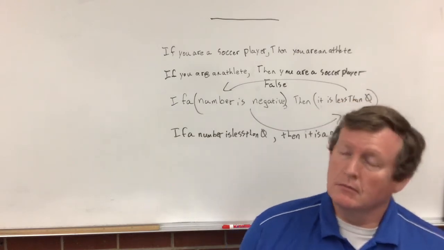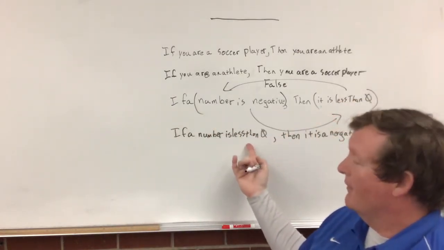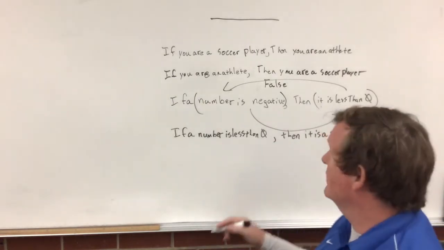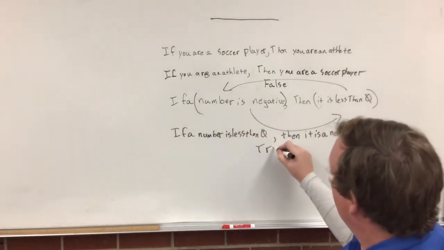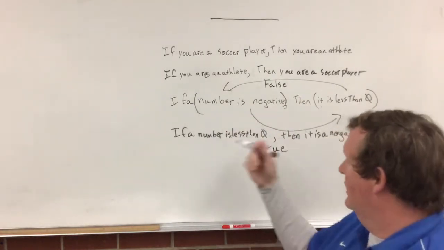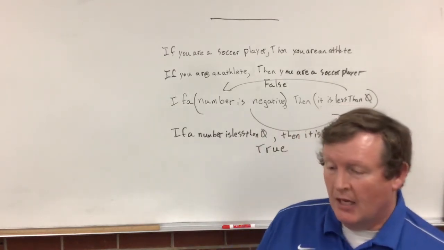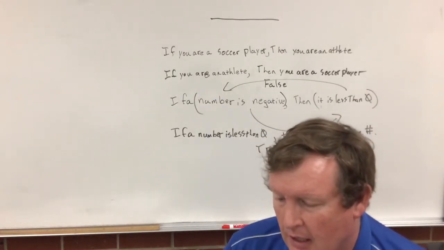Okay. The first statement is true. What about the second one? If it's less than 0, is it a negative number always? Yes. So in this situation, we write the converse statement, and then we say it is true, because that makes sense. That's also true. All right, I'm going to let you try to do 3 and 4 on your own, okay?